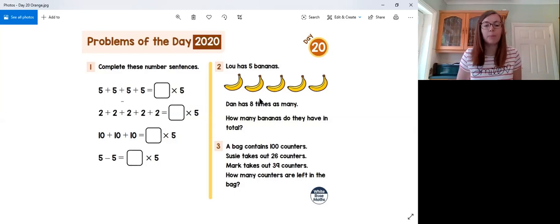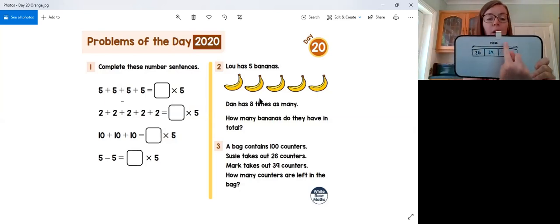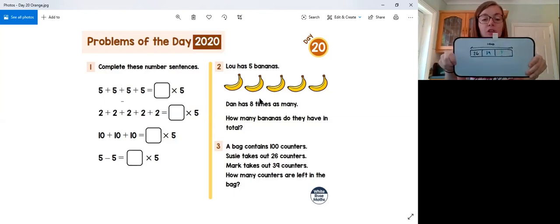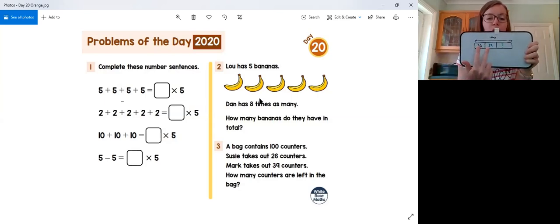So if I draw out my bar model, my whole bar is 100 counters. Susie takes a part, she takes 26. Mark takes a part, he takes 39. What part is left? We've done loads of these over the last 20 videos. We need to total the 2 parts we have and then find the difference to our whole. So we need to do these added together and then take those away from 100.